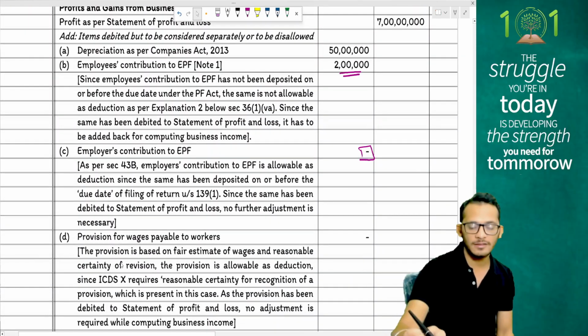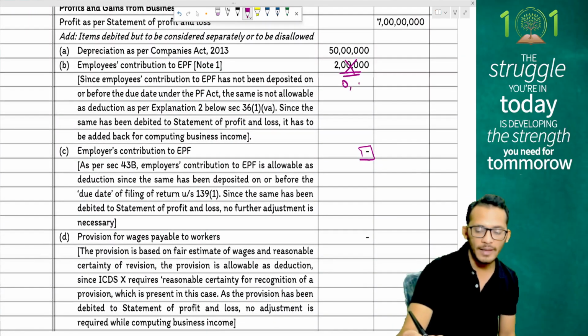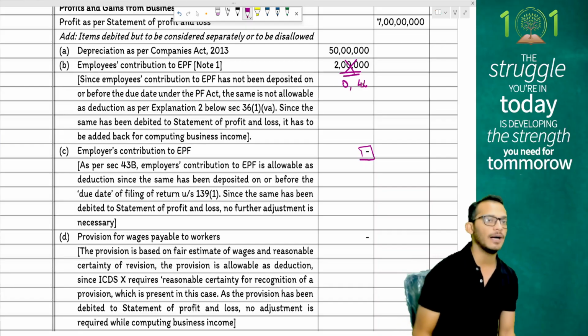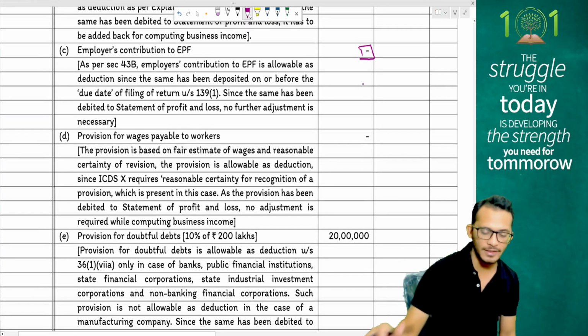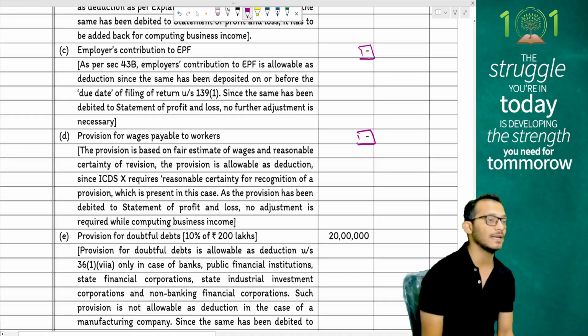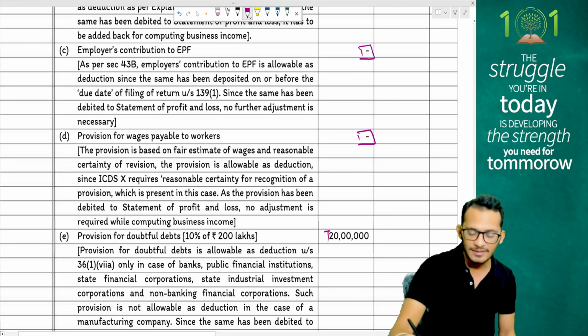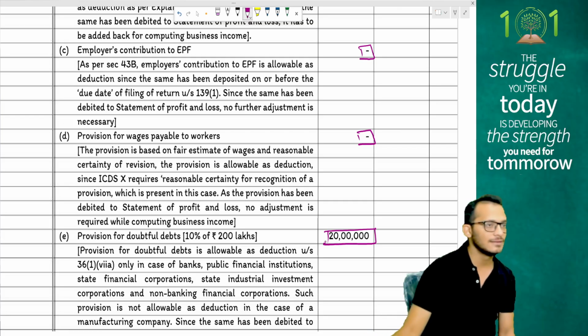So if you come and ask me, I would either put it as 0 or I'll put it as 4 lakhs. Either of the two should happen. 2 lakhs is definitely wrong. Employees' contribution becomes 0. Provision, like I told, will be allowed because ICDS 10 permits it. Provision for bad debts is getting disallowed because it is 36.